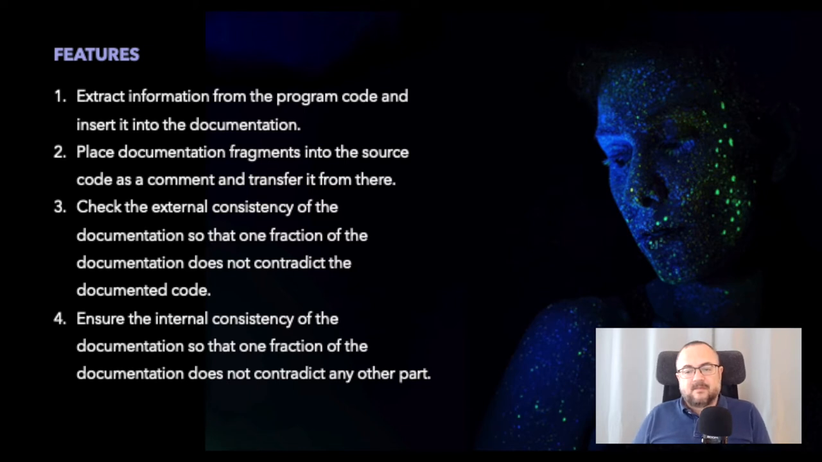The entire, though not complete, list of features is the following. One, extract information from the program code and insert it into the documentation. Two, place the documentation fragments into the source code as a comment and transfer it from there. Three, check the external consistency of the documentation so that one fraction of the documentation does not contradict the documented code. Four, ensure the internal consistency of the documentation so that one fraction of the documentation does not contradict any other part. In the following, I will talk about these four possibilities.